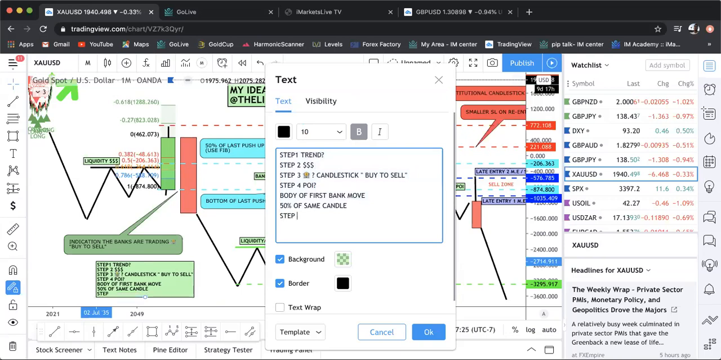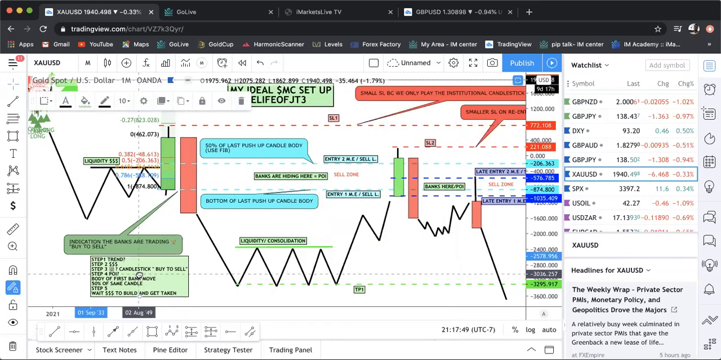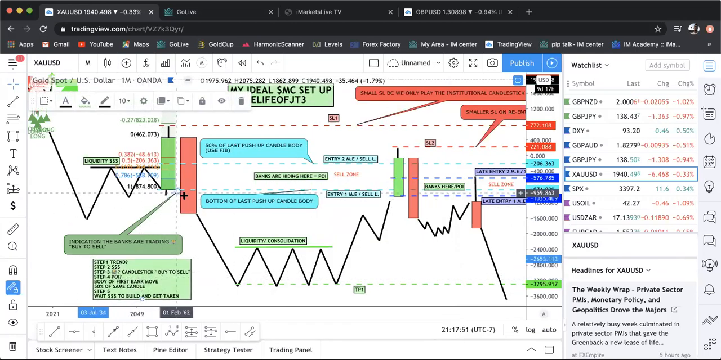So now what we're waiting for after we find our point of entries, Step 5, I wait for liquidity to build. I wait for money to build and get taken. Step 5, I wait for money to build up and to get taken. So price will drop a little bit. It'll create a little bit of liquidity, and then the liquidity will take it. Price will take liquidity.